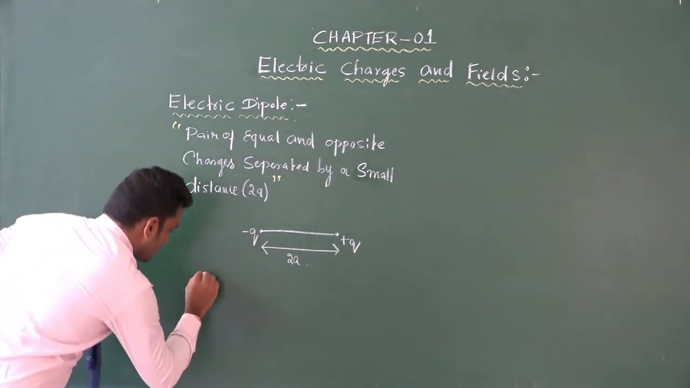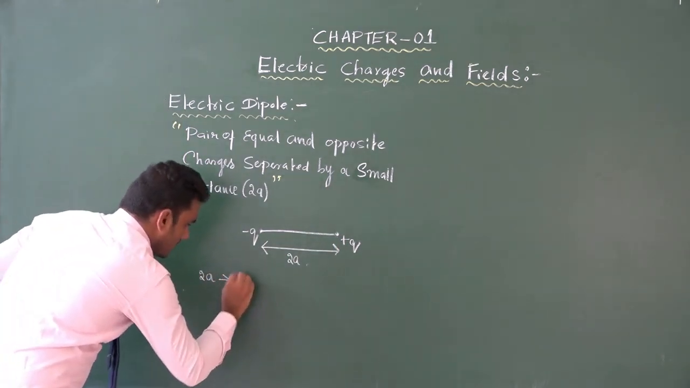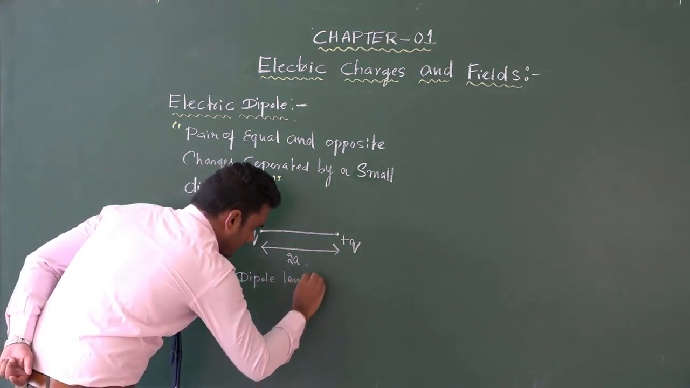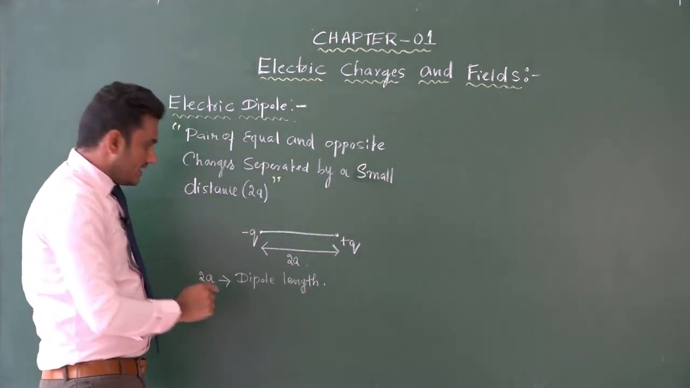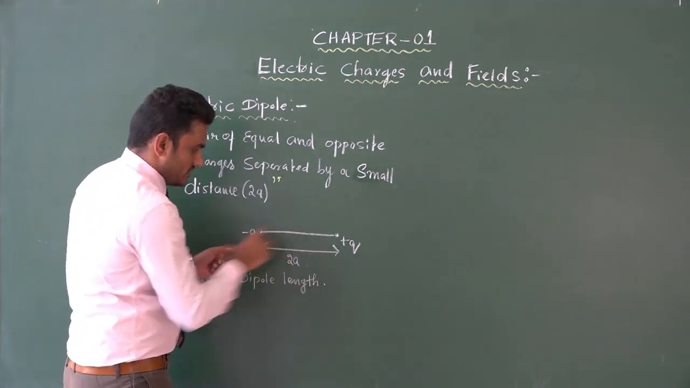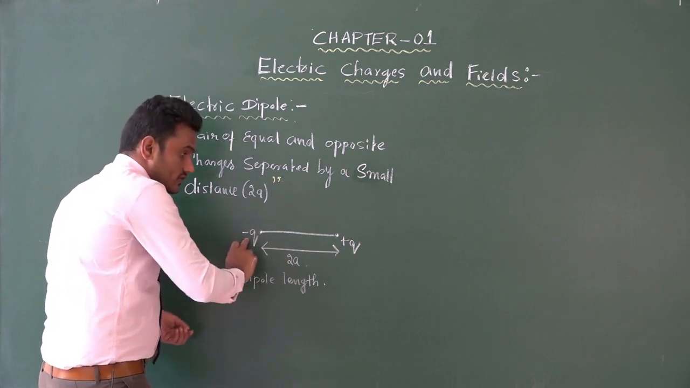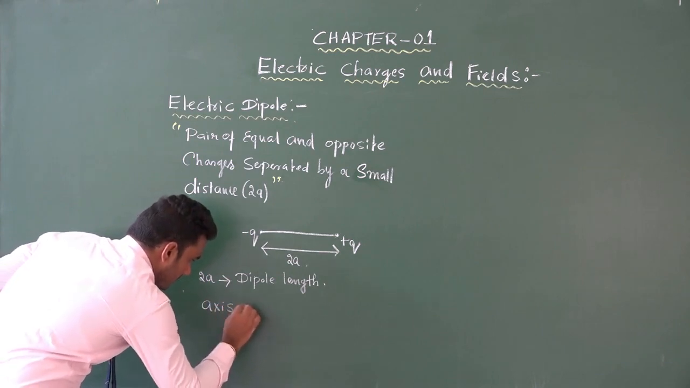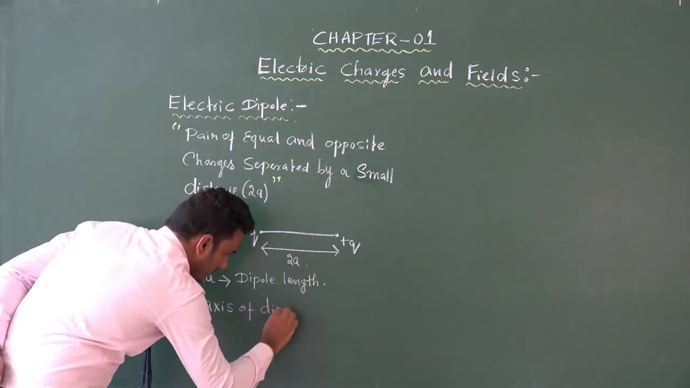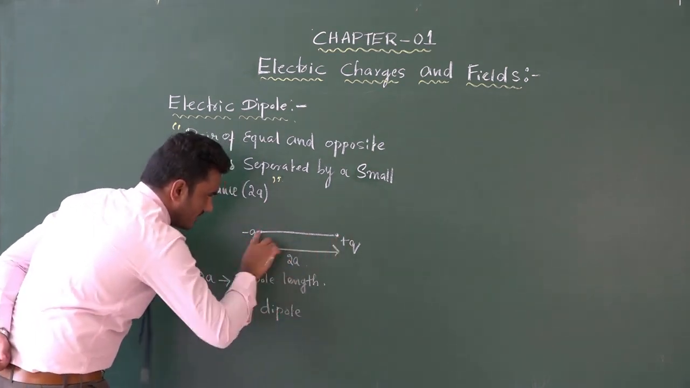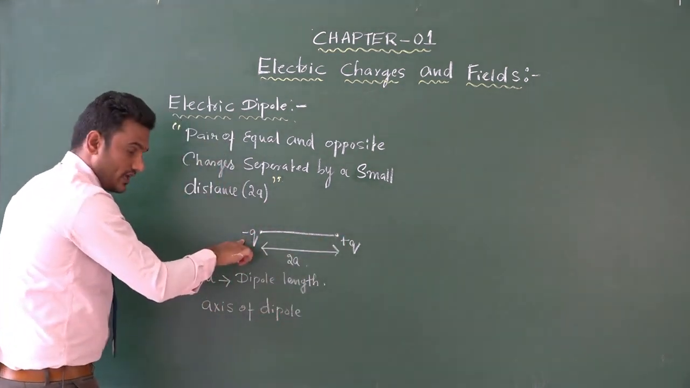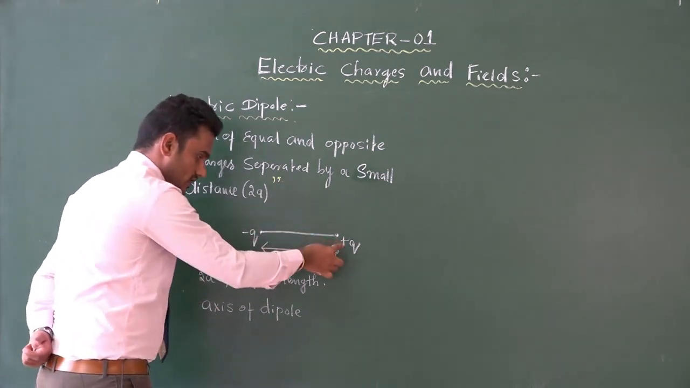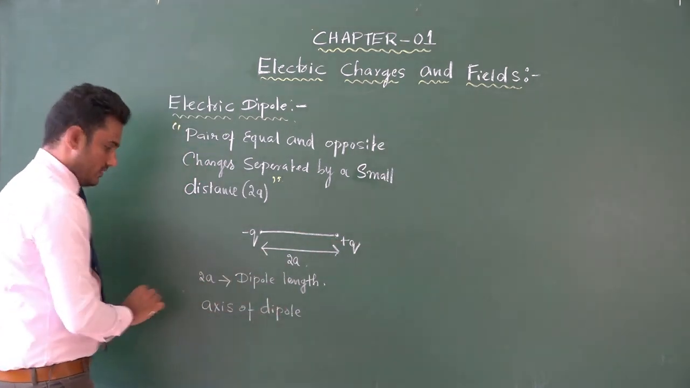Here the 2a is called dipole length. And the straight line which is joining a negative charge and a positive charge and directed from the negative charge to the positive charge is called the axis of dipole. So this is the axis of dipole. I repeat, the straight line joining the negative charge and positive charge and directed from the negative charge to the positive charge is called the axis of dipole.